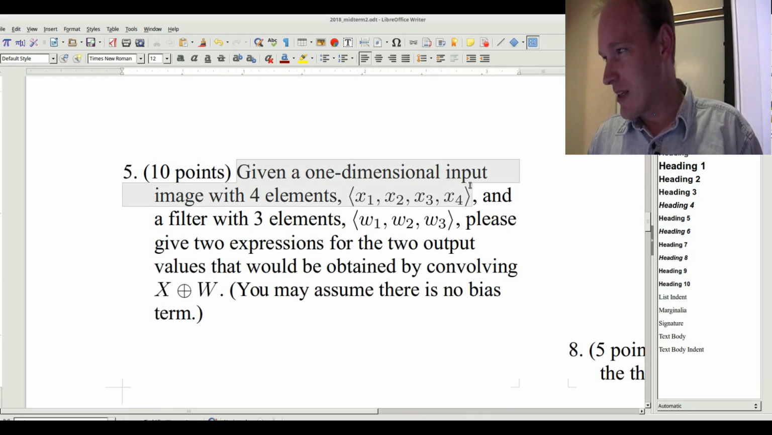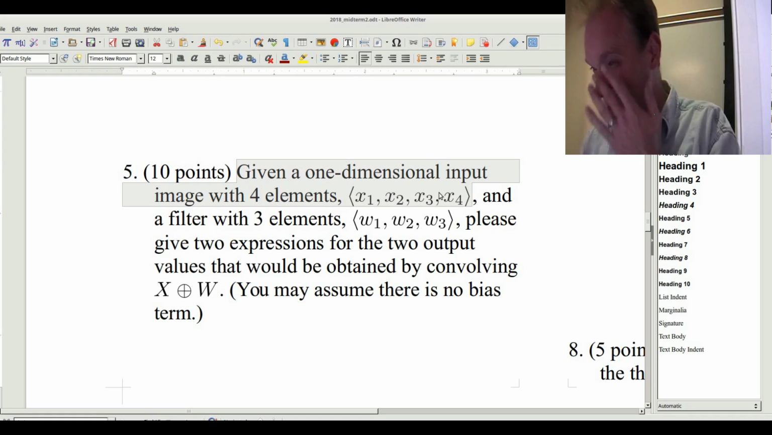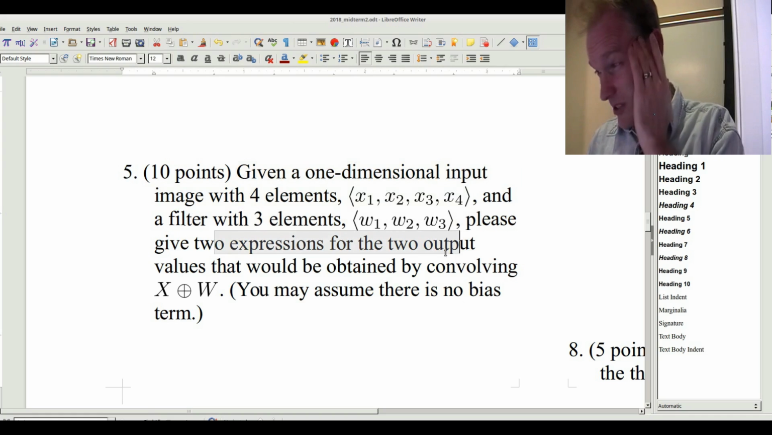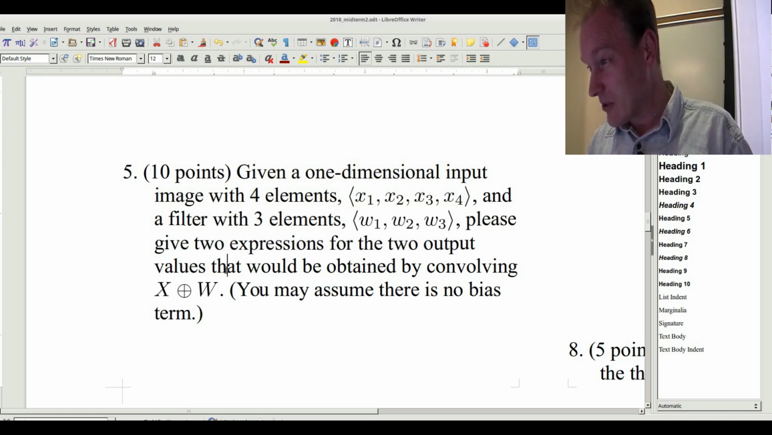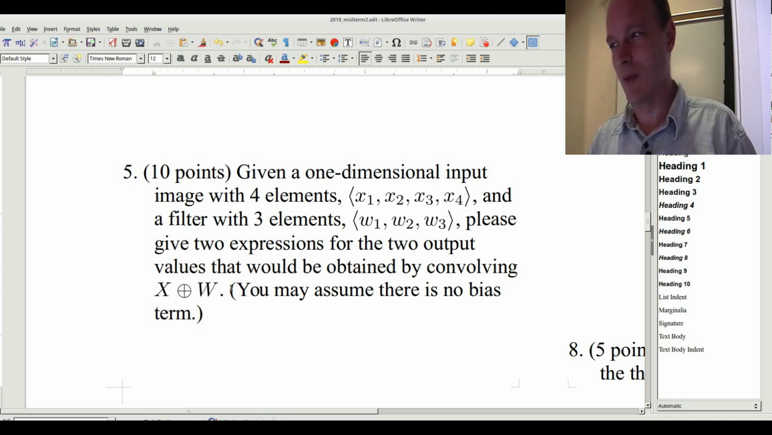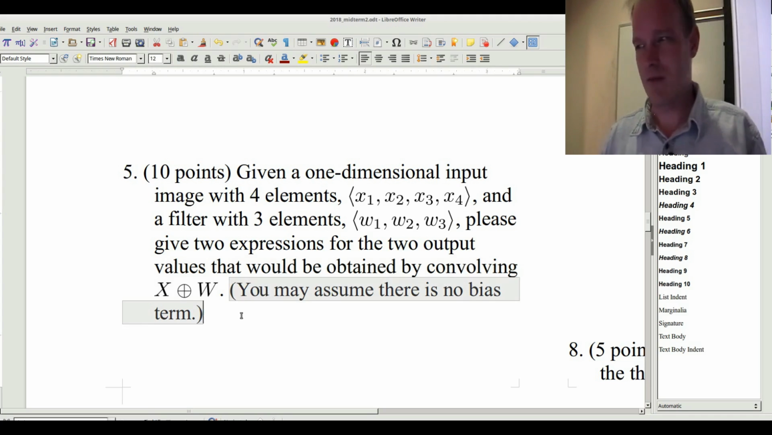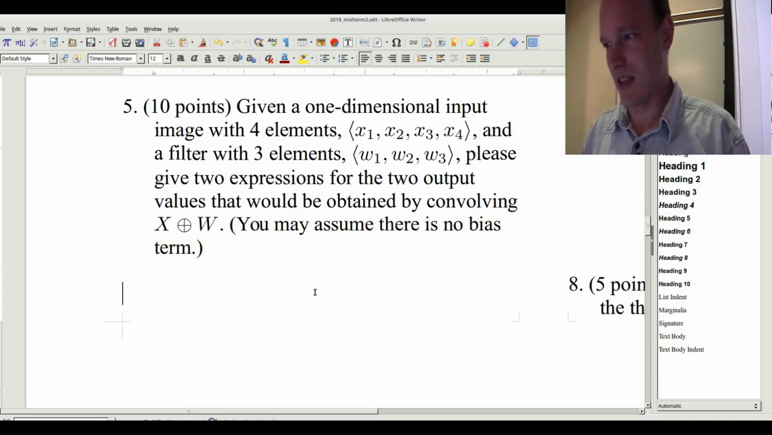Next one, number 10. Given a one-dimensional input image with 4 elements and a filter with 3 elements, please give 2 expressions for the 2 output values that would be obtained by convolving x with w. You may assume there's no bias term. In a convolutional layer, there will always be a bias term. I'm just saying let's drop it because it makes life simpler.